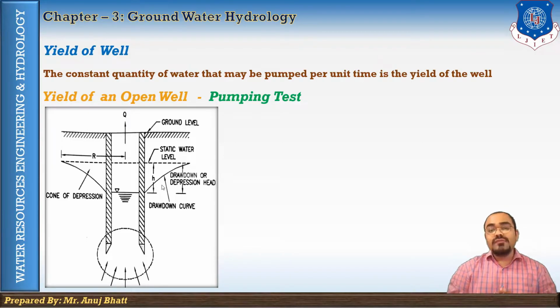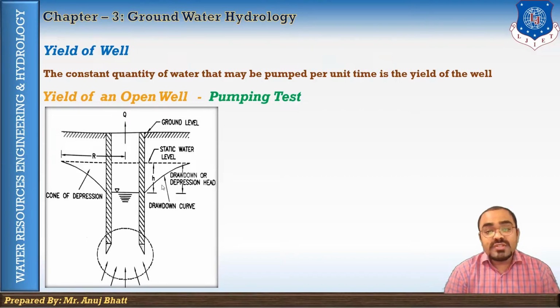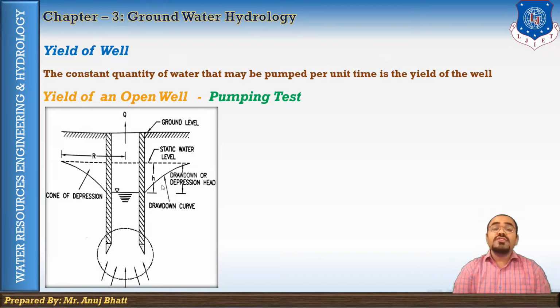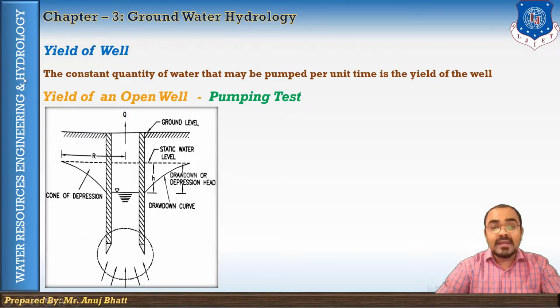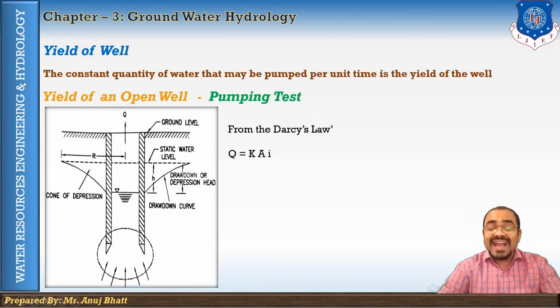Now the amount of water that is pumped out is measured with the V-notch or any other arrangement in a given amount of time for which the pump speed was regulated to a constant value. Now if we consider Q is the rate of yield at a depression head small h, and A is the area of flow section through which the water enters the well, then if we apply Darcy's law, Q is equal to KIA.